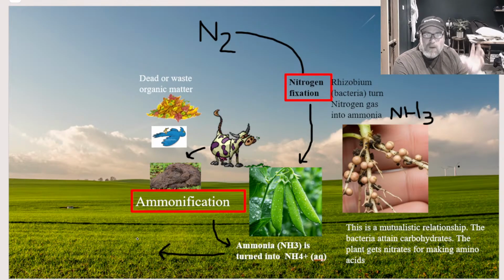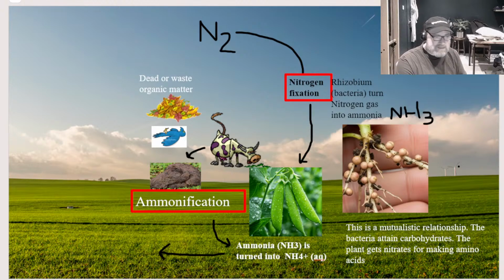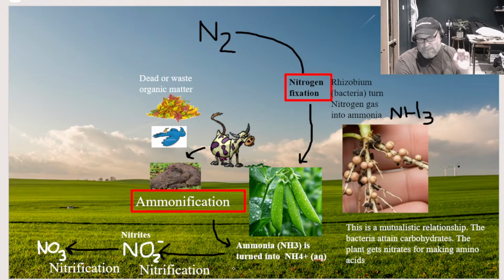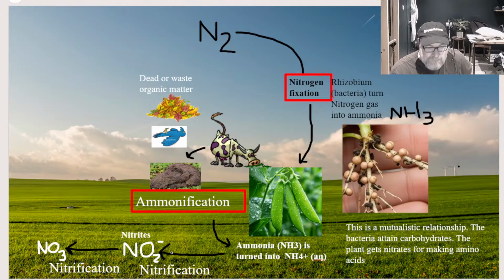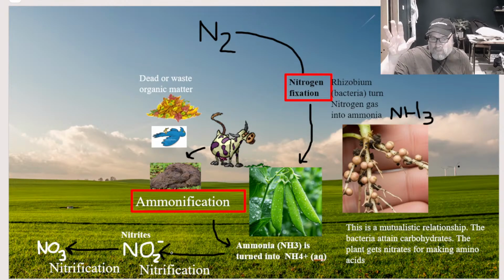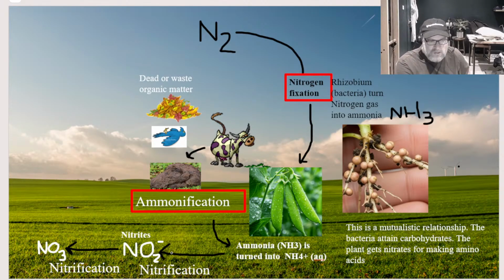We're not ready to go back into plants and be turned into amino acids. So the next step is called nitrification. Now nitrification turns NH3, ammonia, into NO2-, which is nitrites, and they have a little minus sign. What does that tell us? They have a negative charge, and those nitrites can be turned into nitrates, NO3-. Both of these steps are called nitrification.